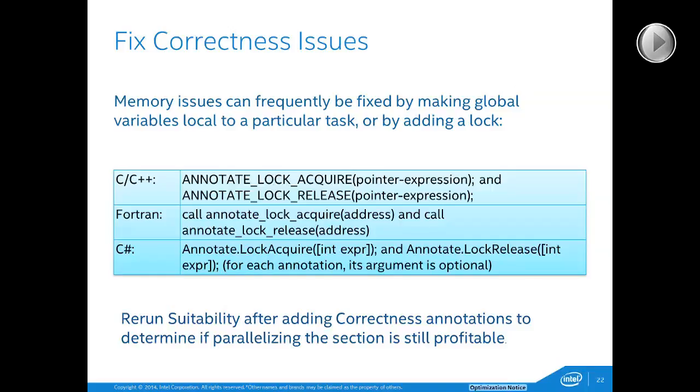So once we see that, there are annotations that you can use to mark things that need to be fixed for correctness. Now, sometimes you can just lift out the variable. Sometimes you can take what was a global variable and make it a local variable, and that will take care of your problem. But sometimes you're going to need to put in locks. And so we have additional annotations which you can put in at this point to say, don't worry about this one.